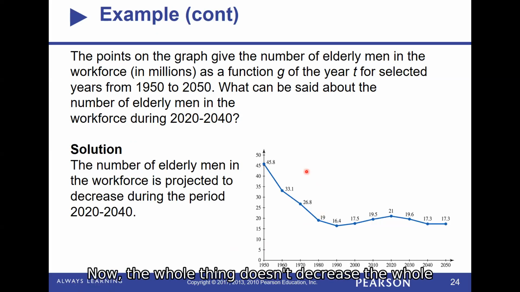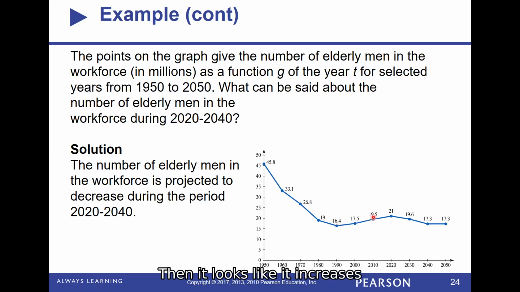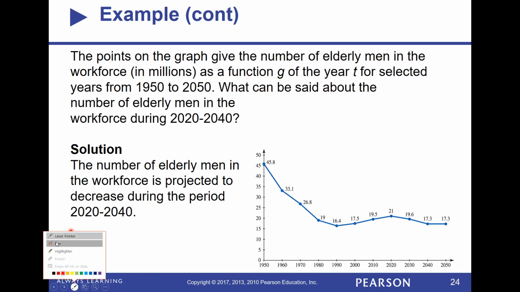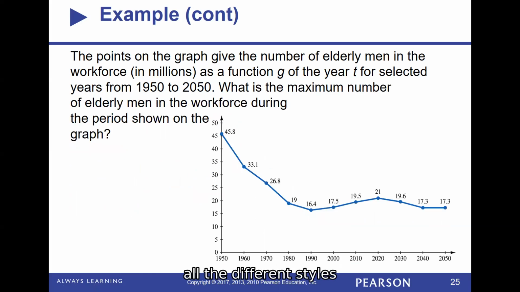Now, the whole thing doesn't decrease the whole time, because we can see here that it's decreasing, and then it looks like it increases a little bit and then goes back to decreasing. So between that time frame, it is actually decreasing. This is the fun bit as you're looking at these types of problems. We can really look into all the different styles of questions that come out of one graph.